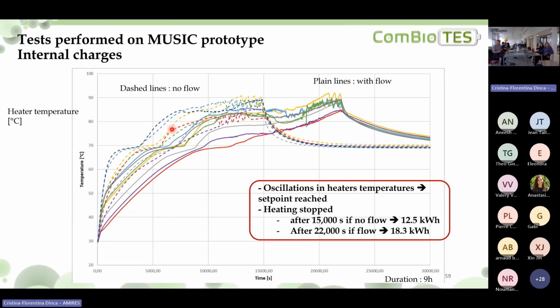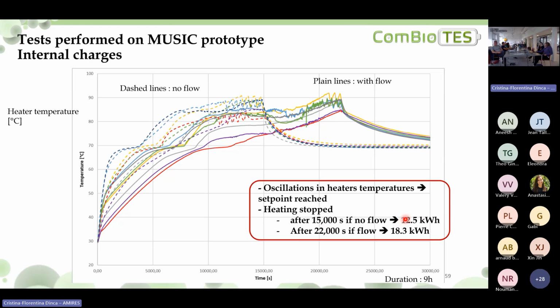What we observe is that the temperature increases. There is the temperature plateau at 70 degrees. And at some point, the temperature stops increasing, and then the heating is stopped. Just before heating is stopped, there are oscillations in the heater. These oscillations are a sign that the set point temperature is reached. So the heater stops, starts again, stops, starts again, stops. And eventually it stops.